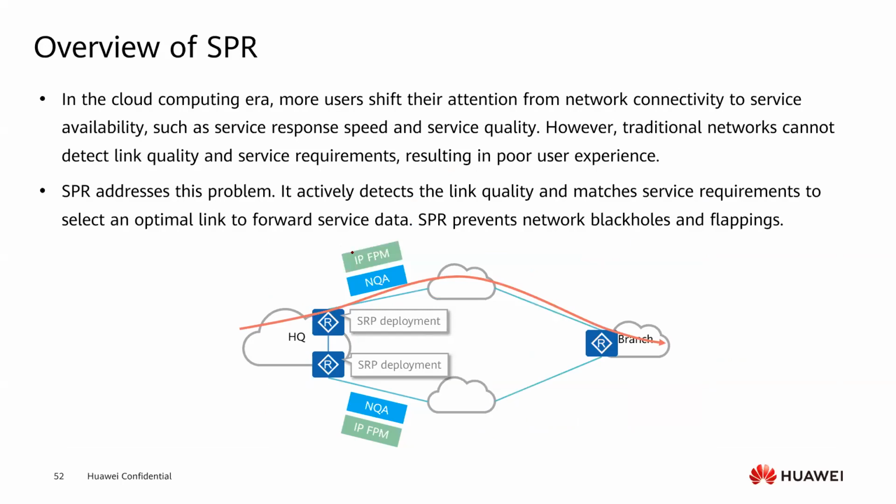And after I use IP FPM and NQA to detect the link state, and also use SAC to classify the traffic, there is only one question left for us: how do they choose the link? Of course they will use SAC to classify the packet, and SPR will be used to decide which path I should forward.